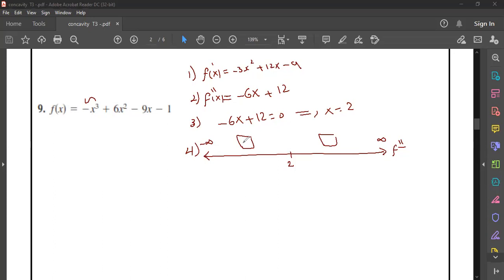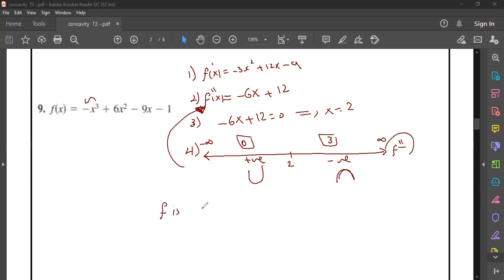The zeros of the second derivative divide the domain into 2 intervals. Here I'll choose 0 or 1, or any value less than 2. And here I choose 3. Don't forget, I replace in the second derivative. It will be 12, so it is positive. If we replace 3 here, it will be negative, negative 18 plus 12, negative 6. I care about the sign, not the value. Since the second derivative is positive on negative infinity to 2, it means concave upward. Negative means concave downward, according to the theorem.